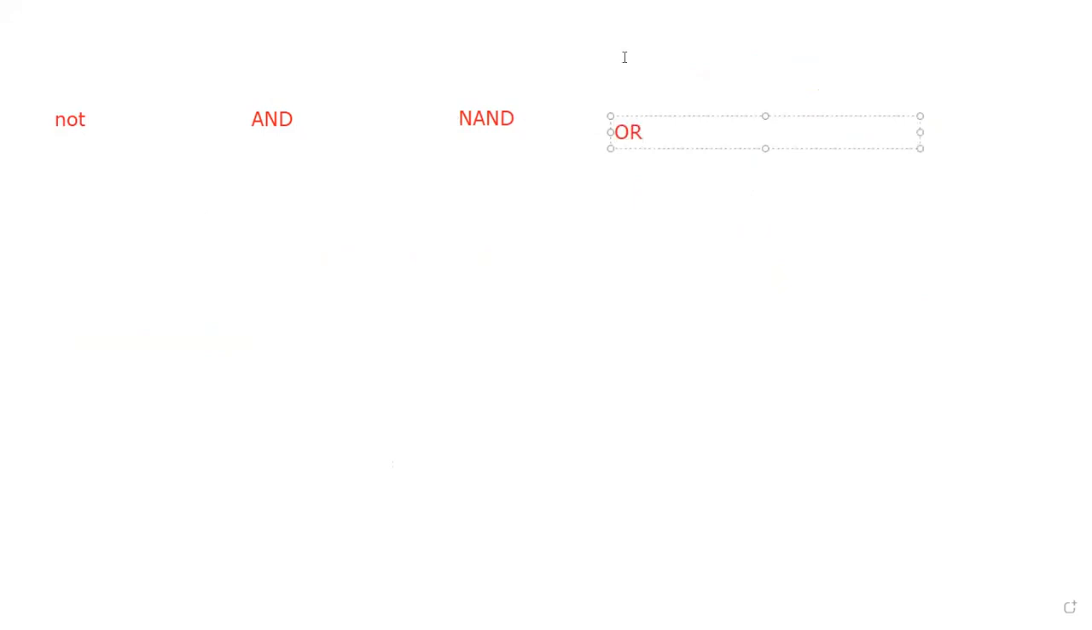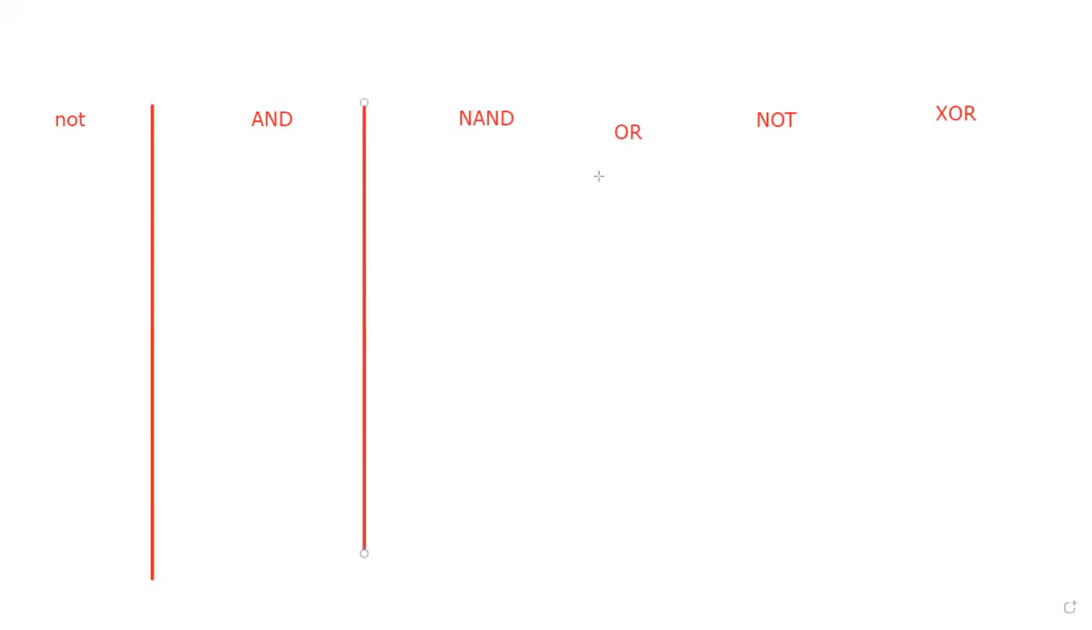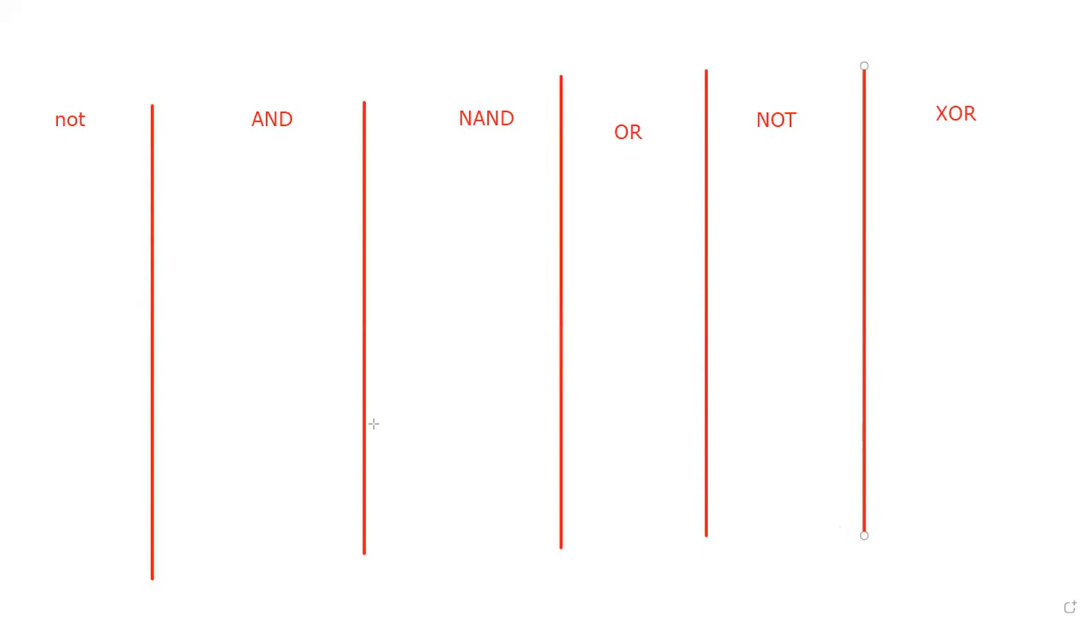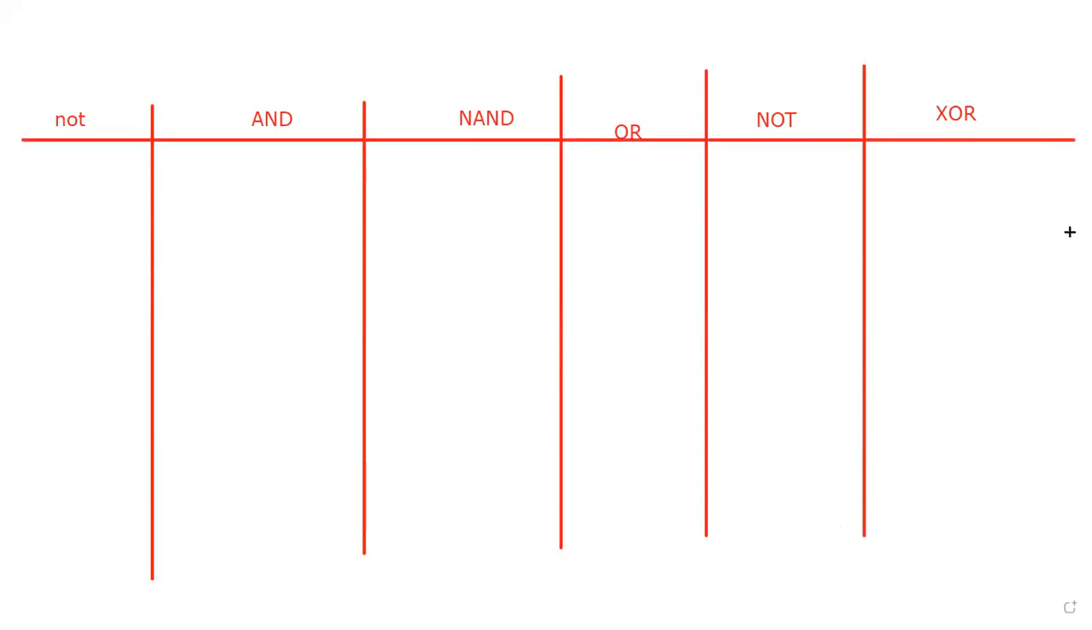Or, NOR, XOR. Okay? Now I am making 3 different columns for that. You can also make these columns so that you can easily compare all these gates. It would be easier for you to compare them. Okay. What we are going to do for all these gates, what content are we going to cover?